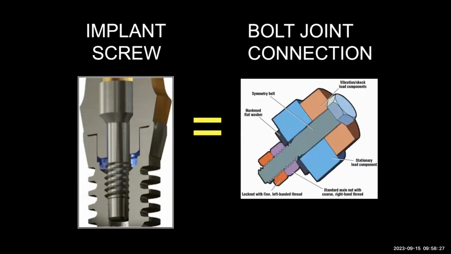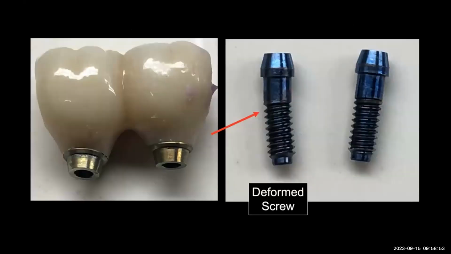But this implant screw is the same in engineering as what is called a bolt joint connection. It's what every parking lot light and street light is held up with, these bolts. And what happens when they torque the bolts is that it holds, under this torquing force or preload, whatever they're cantilevering or whatever is being held up. But these implant screws are the same.